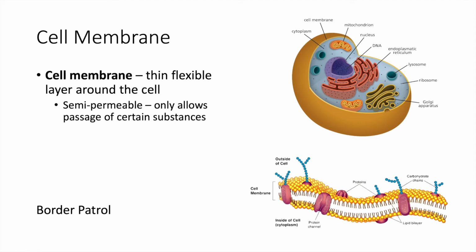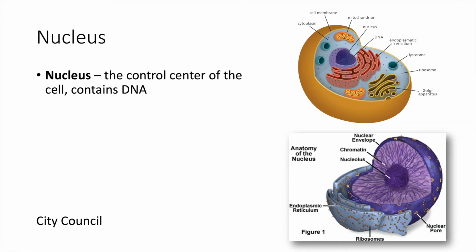The cell membrane, so it's a thin, flexible layer around the cell. It's semi-permeable, so it only allows for the passage of certain substances. It's just this bit around the outside, and this is just a zoomed-in version of what one looks like, in case you're curious. You can think of the cell membrane as border patrol. Now we'll go on to the next one.